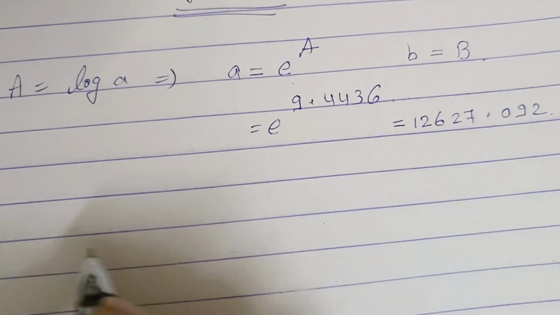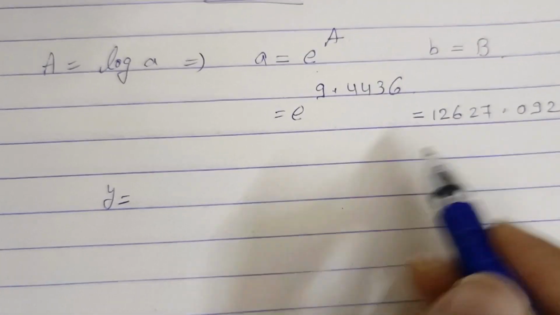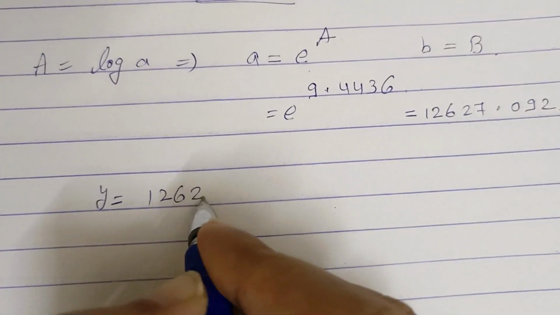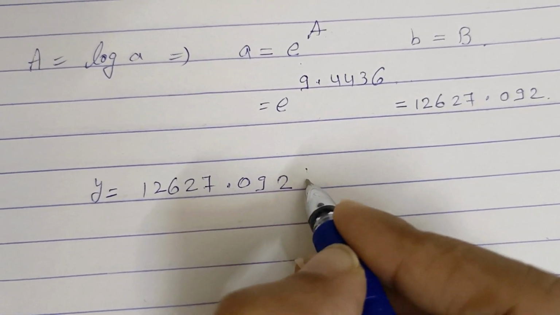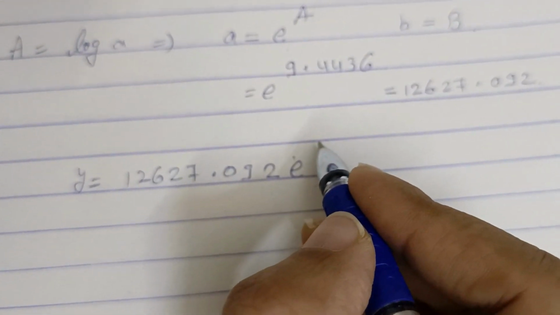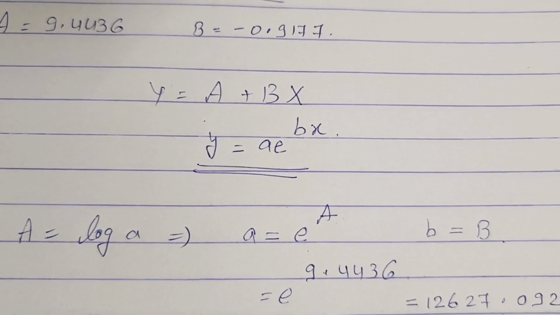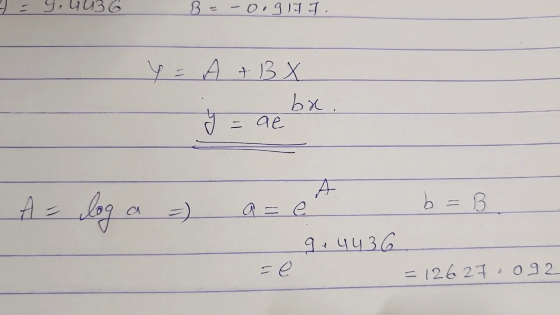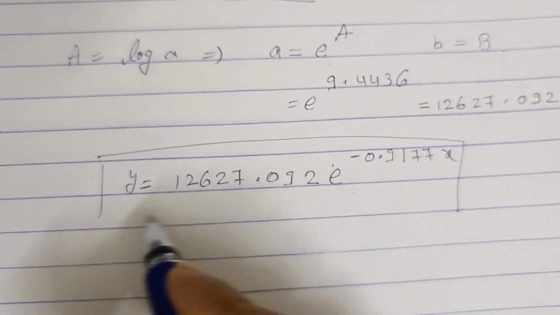12627.092. So your final answer is y is equal to a, that is 12627.092 e to the power bx, and b is, here it is, minus 0.9177x. So this is your final answer.